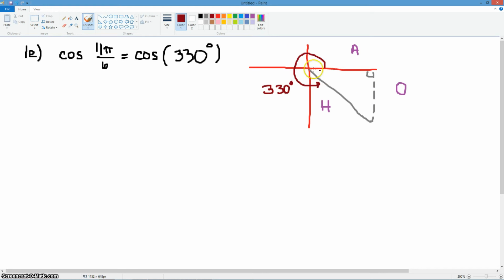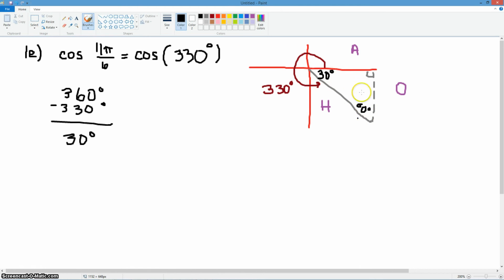how do I find this small piece right here? Remember, in order for you to find it, that is 360 degrees minus 330 degrees, and that will give you your reference angle. So in this case, it's going to be 30 degrees. Okay, so this piece right here is going to be 30 degrees. Now, if this is 30, this right here obviously must be 60.